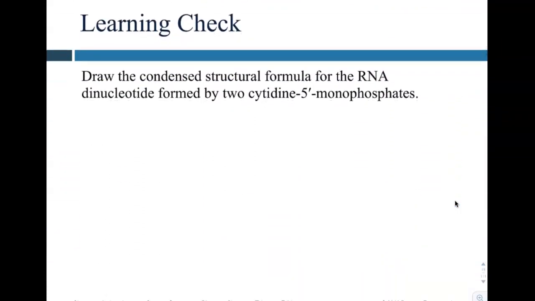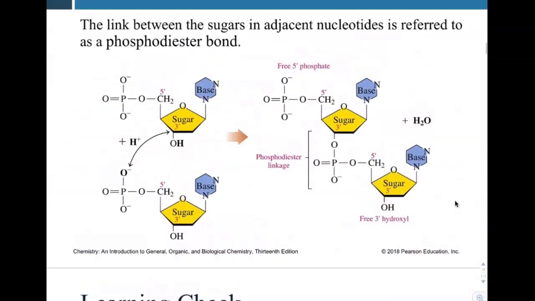So you do not need to be able to draw the condensed structures, but you do need to be able to recognize that this is a primary structure, this is a phosphodiester linkage, and you have two nucleotides connected here.